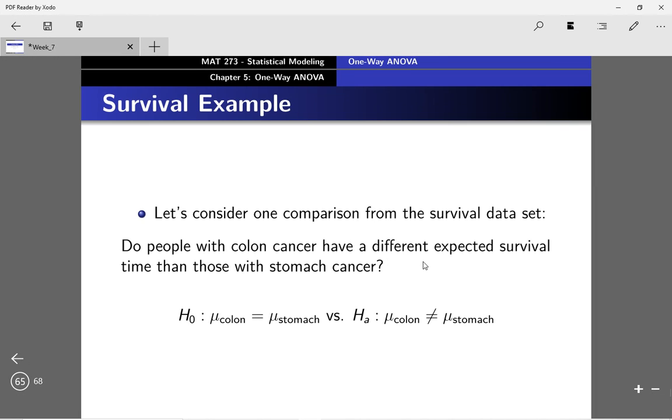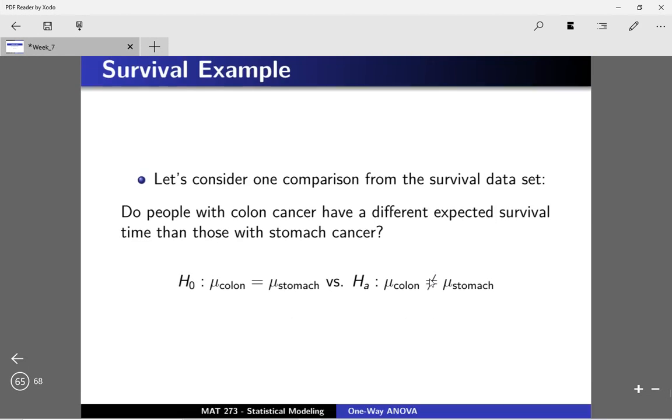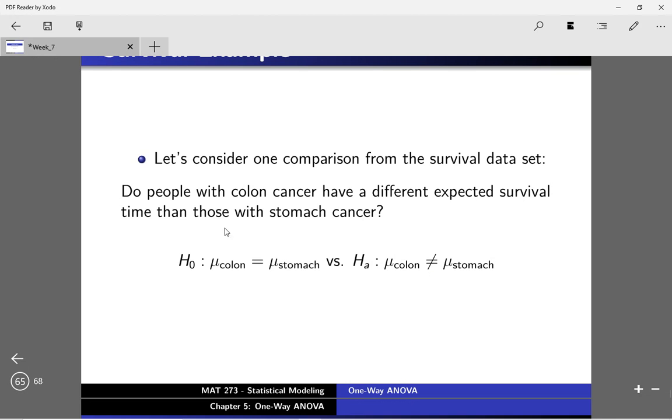Okay, so we'll look at doing just one comparison for this survival data set. Specifically, we're going to look at whether people with colon cancer have a different expected survival than those with stomach cancer. So here's our formal statement of our hypotheses: the null hypothesis is that the average survival time is the same, and the alternative hypothesis is that it's different.